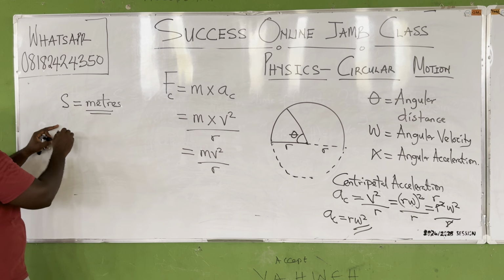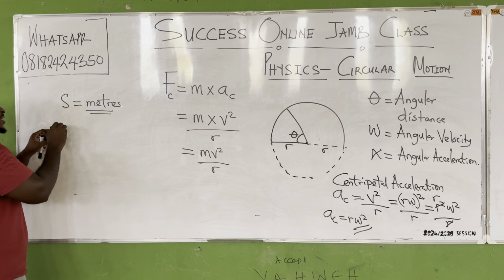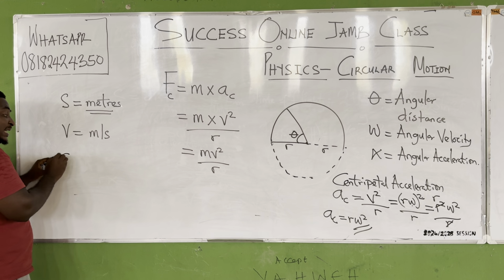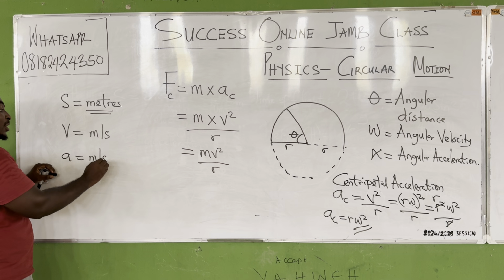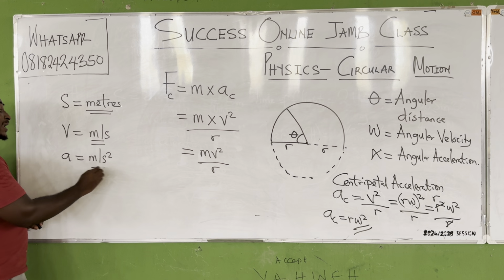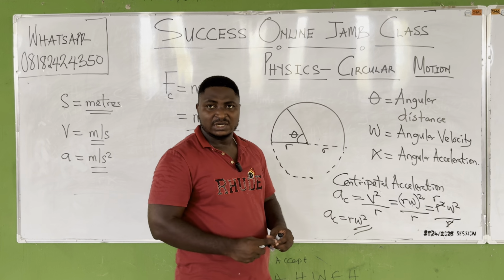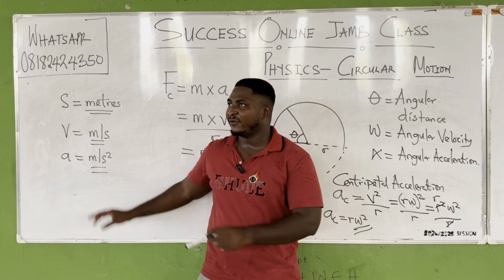Distance is in meters. When a body is moving in a linear path, the velocity is meters per second. And when a body is moving in a linear path, the acceleration is meters per second squared. These are the units for linear motion. But when you come to circular motion, the units change. So we don't use the same units that we use for linear for circular.